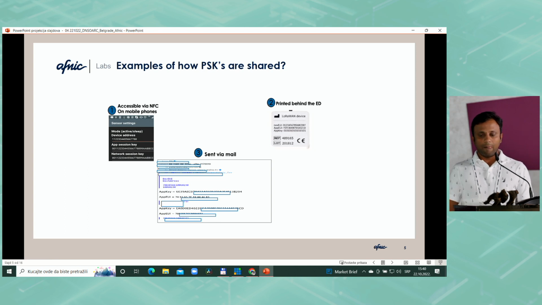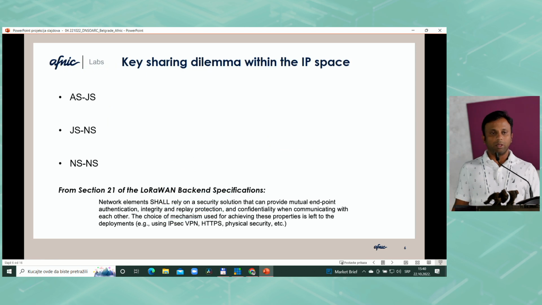That is where we were thinking: can we use what we see in the normal internet, that is asymmetric keys, in this use case? We divide them into two sections, as we have seen in the architecture: the radio frequency space and the IP space. We tried to solve the problem in the IP space.